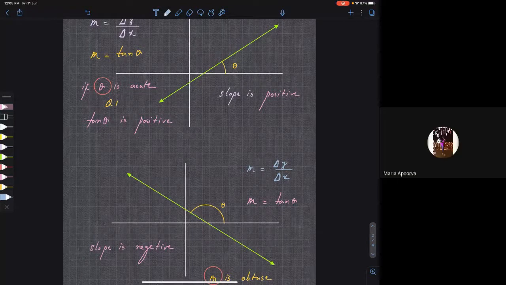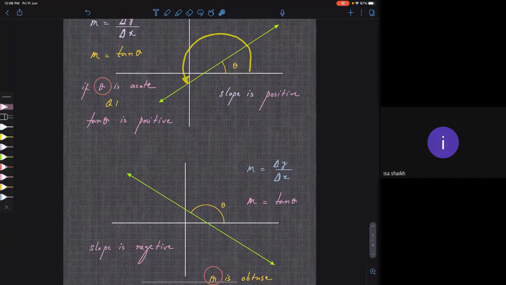Now, is there any other angle that a line can make apart from acute and obtuse? Forget about right angle. Is it possible that the angle is more than 180 for a line? No, it is not possible. Actually, it is possible, but we don't take it. See, if you see the angle up to here, it is more than 180. But it is not for one line, it is for two. See, a line has two directions.